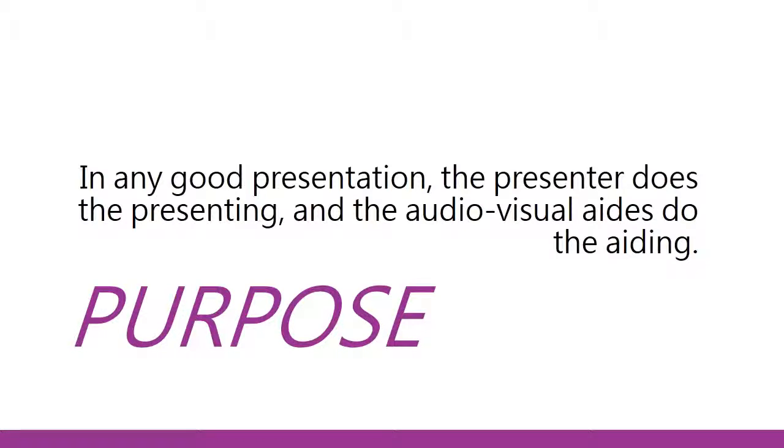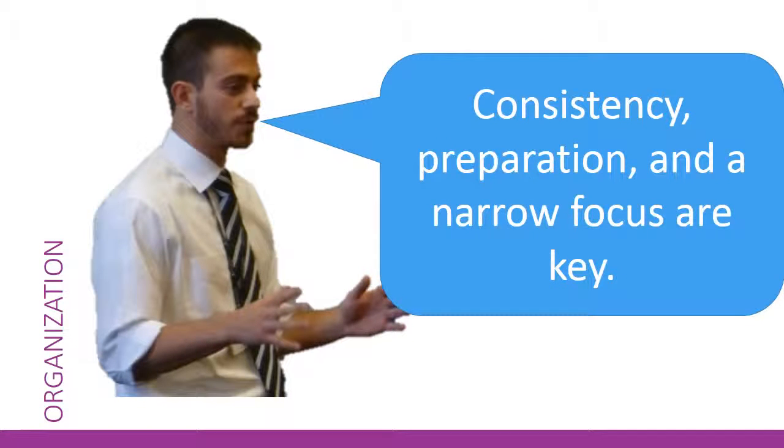Today we're going to talk about PowerPoint tips for visual communications and good organization. The three key components are consistency, preparation, and a narrow focus. Use consistent organization so that your audience knows what to expect. Consider giving an overview after the title slide and a summary at the end of the presentation.